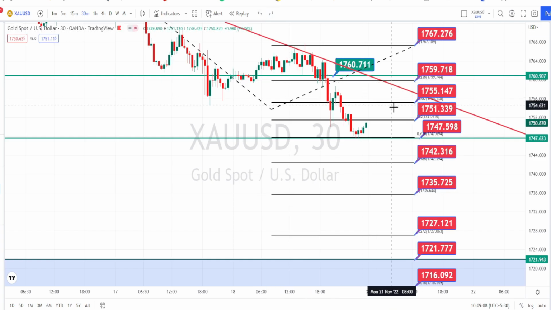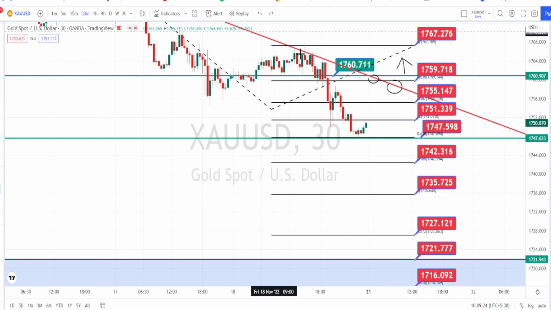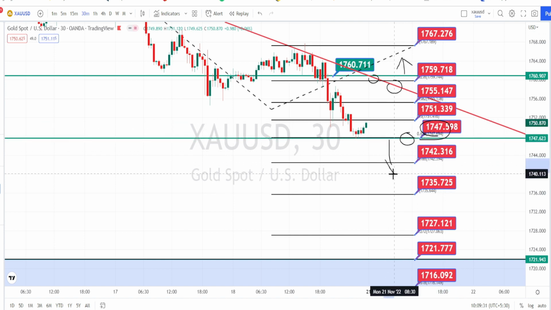So the conclusion is, if the market opens above this trend line or resistance line on Monday, you can enter into the bullish side retracement. And if the market opens below this support level of 1747, you can enter into the bearish side trade. That's all the analysis for today.